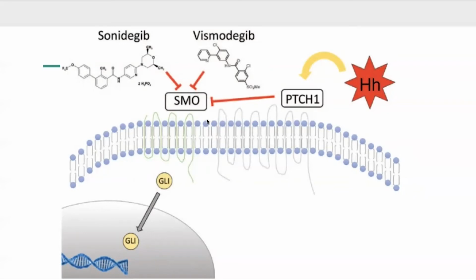When the hedgehog signaling pathway is inhibited, GLI1 proteins can no longer be released, so the cells are unable to undergo their unregulated cell growth, renewal, and angiogenesis.